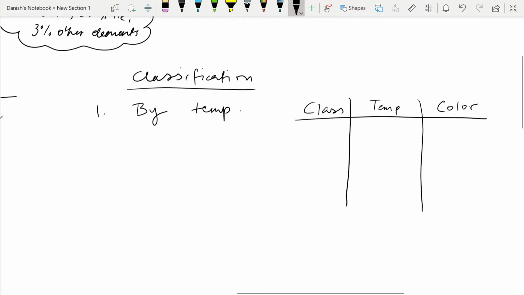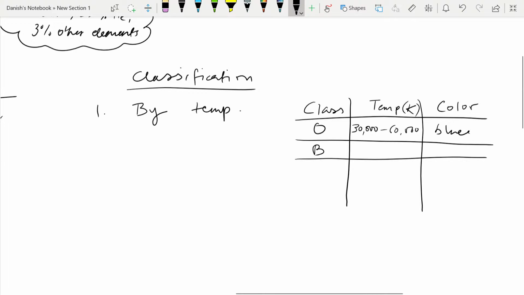Okay, so the first class is O. The temperature is very hot. The surface temperature is what I mean. It's 30,000 to 60,000 degrees Kelvin. It's incredibly hot, 10 to 12 times hotter than the sun. The color is blue. So next is B. I'll just write them down and you can see.